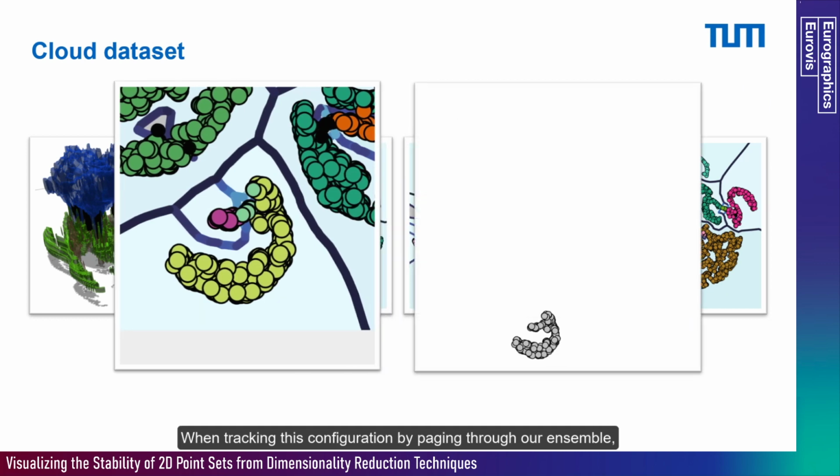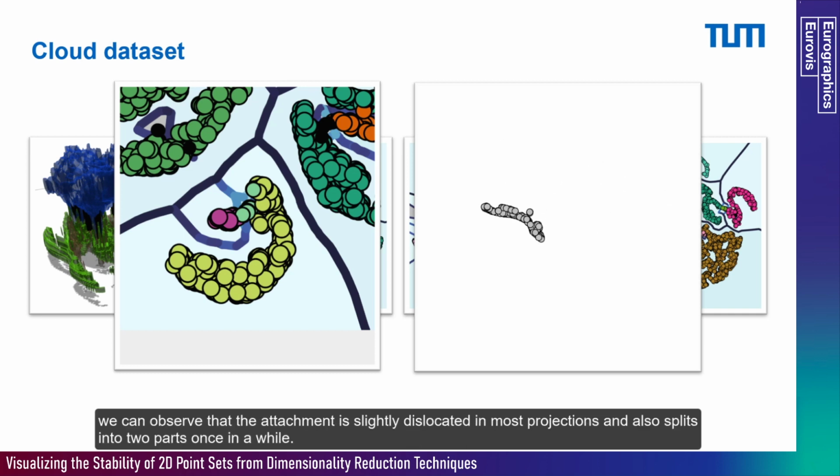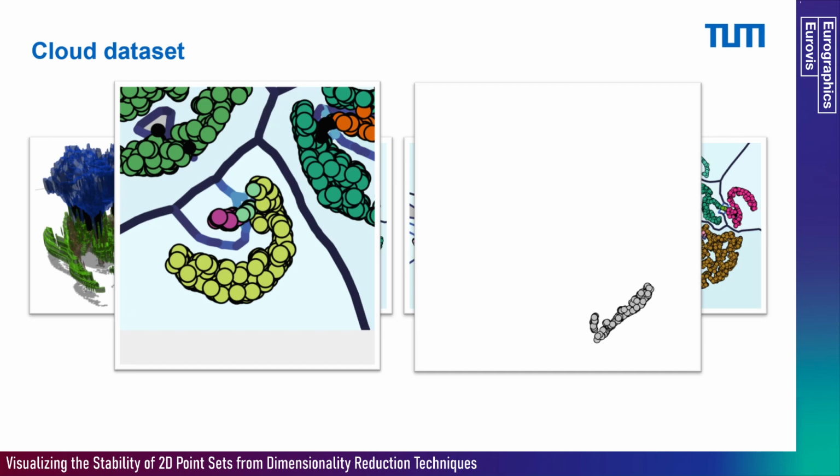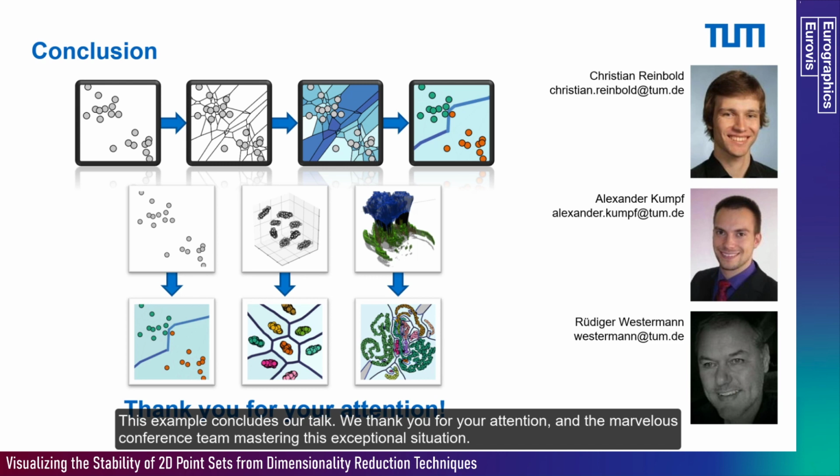When tracking this configuration by paging through our ensemble, we can observe that the attachment is slightly dislocated in most projections and also splits into 2 parts once in a while. This example concludes our talk.